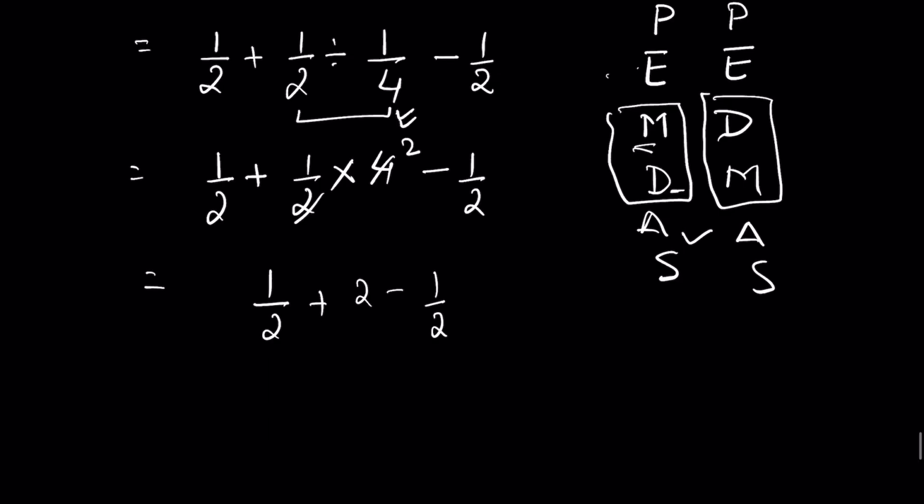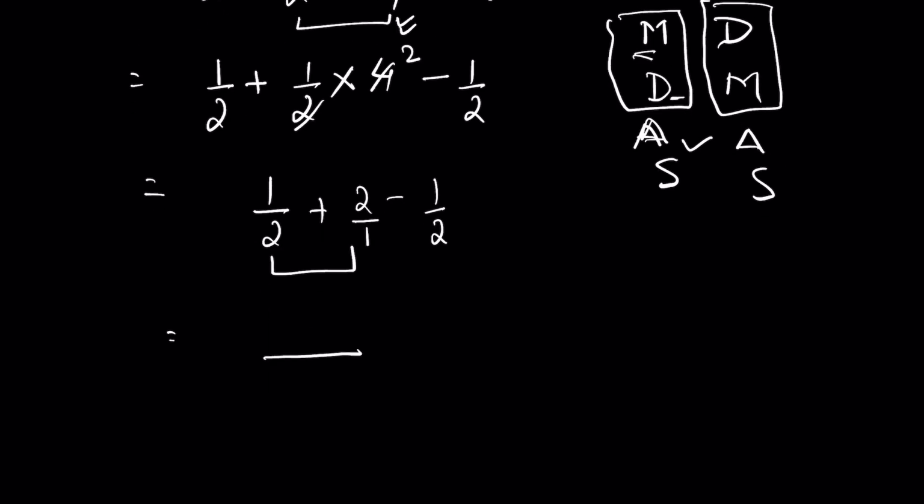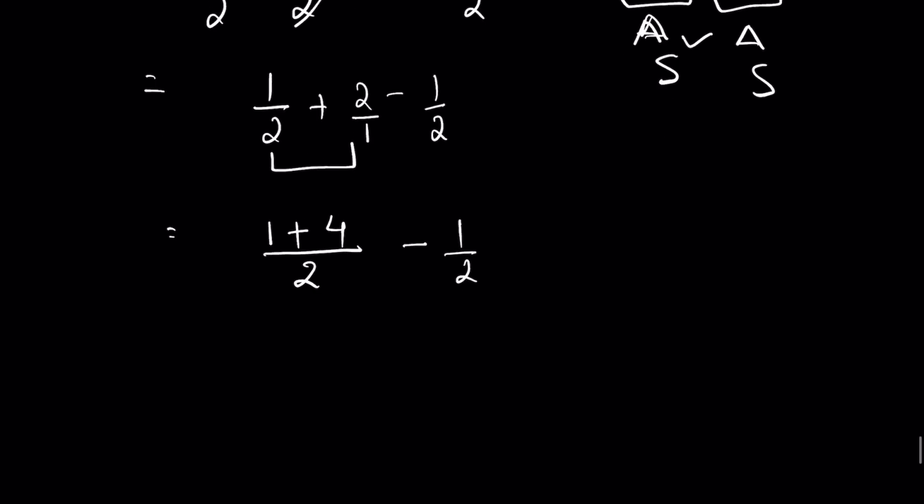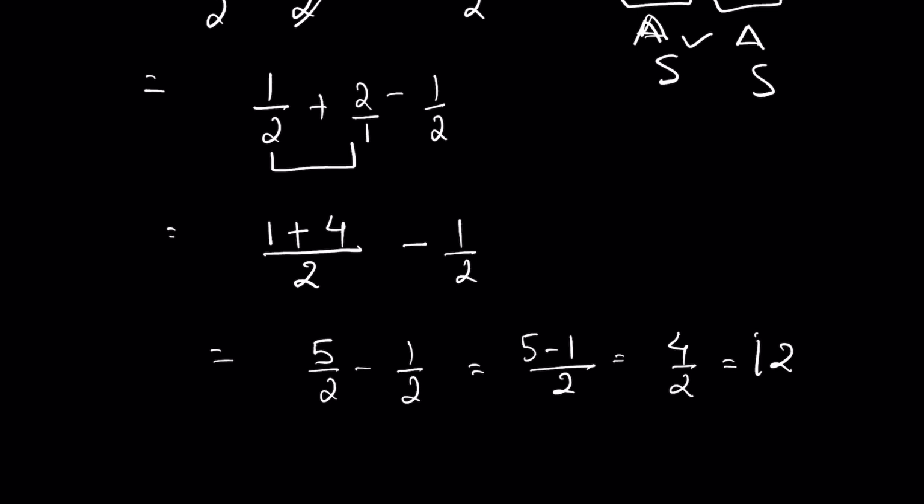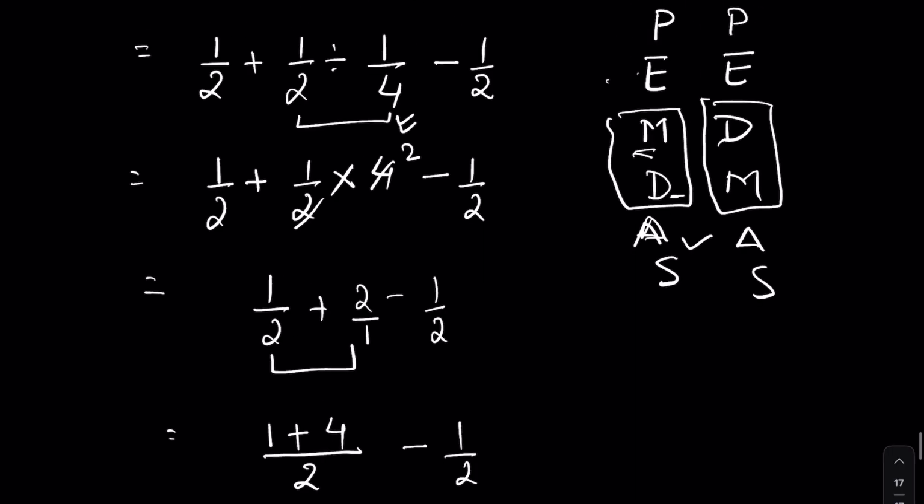Now addition, subtraction. So let's add first. We can write 1 as the denominator here when there is no denominator. LCD will be 2, 1 plus 4 over 2, minus 1/2, or it is 5/2 minus 1/2. Common denominator is 2, 5 minus 1, so 4/2. Answer is 2. So in PEMDAS, we are getting 2 as the answer.